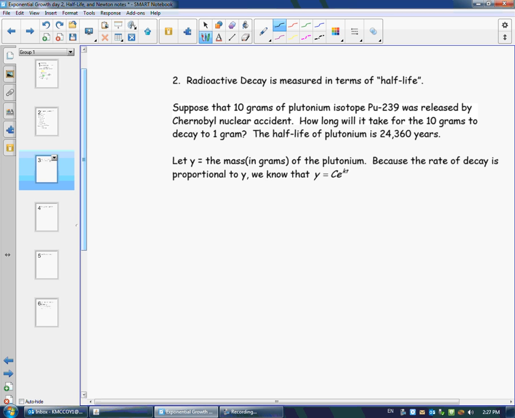Okay, so we're going to let y be the mass in grams of the plutonium. Because the rate of decay is proportional to y, we know that y equals C e to the kt. So y equals the initial amount, which was 10 grams, e to the kt. We're going to need to figure out k. The problem is that we want this thing to decay to 1 gram, but we have to find k first because we don't know how long it's going to take to get to that 1 gram.